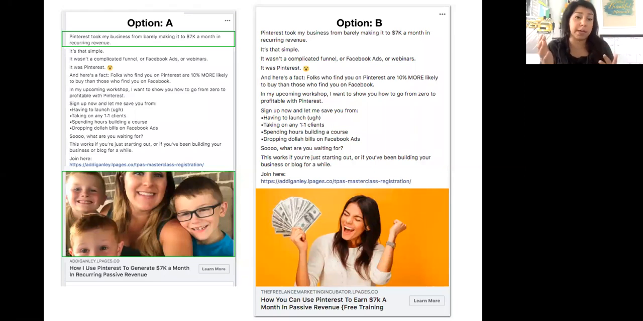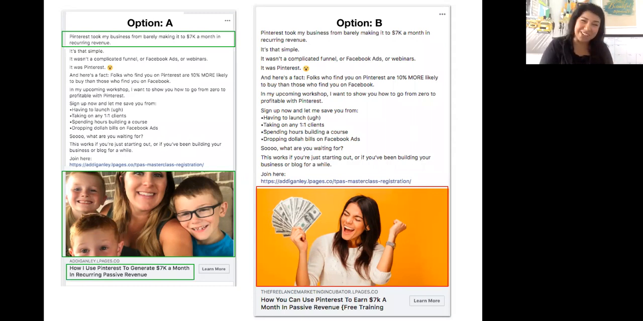Those tend to not perform as well, right now anyway. Sort of a pattern interrupt based on what we've been seeing a lot on Facebook. So then if we go on to the right-hand side, this idea of a woman with money is probably a clear no-go. This is very close to an income claim. If it looks spammy, it is spammy, right?